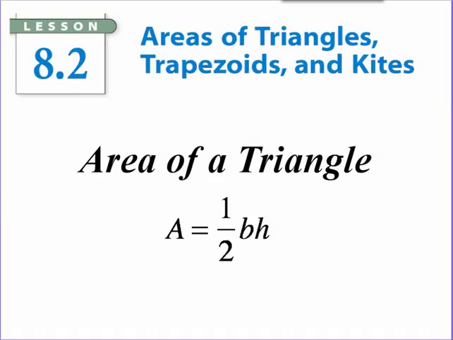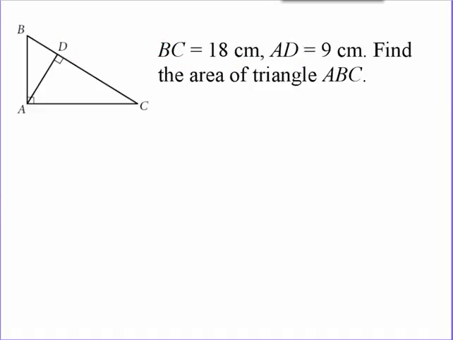So let's go ahead and look at an example. In this triangle, BC is 18 centimeters, AD is 9. Find the area of triangle ABC. So with that in mind, I want you to go ahead and find the area of that triangle. Type in your answer on your expression, and we'll see what you ended up getting.